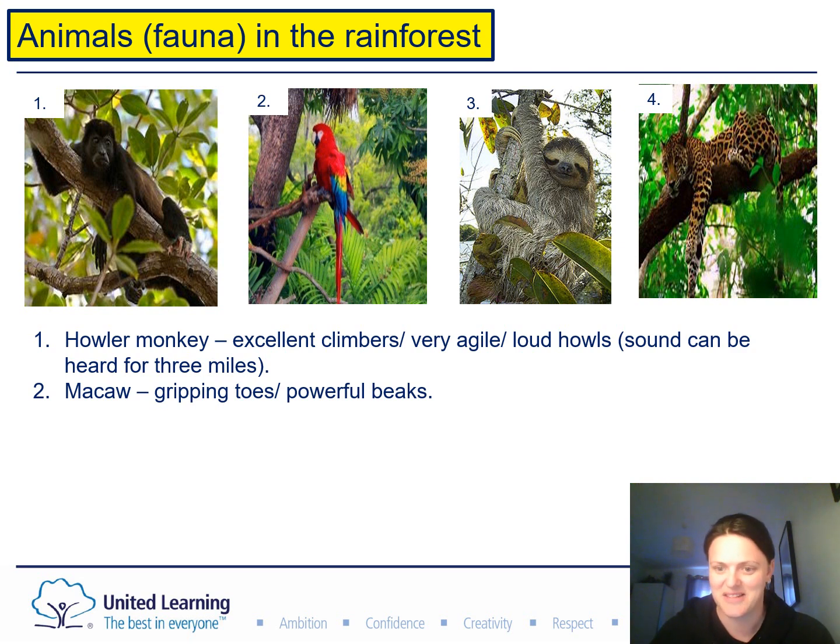Now, yeah, that sounds very, very menacing indeed. It sounds almost like some kind of mythical monster. But that sound that they can project can be heard from 3 miles away. So that's a really good adaptation.